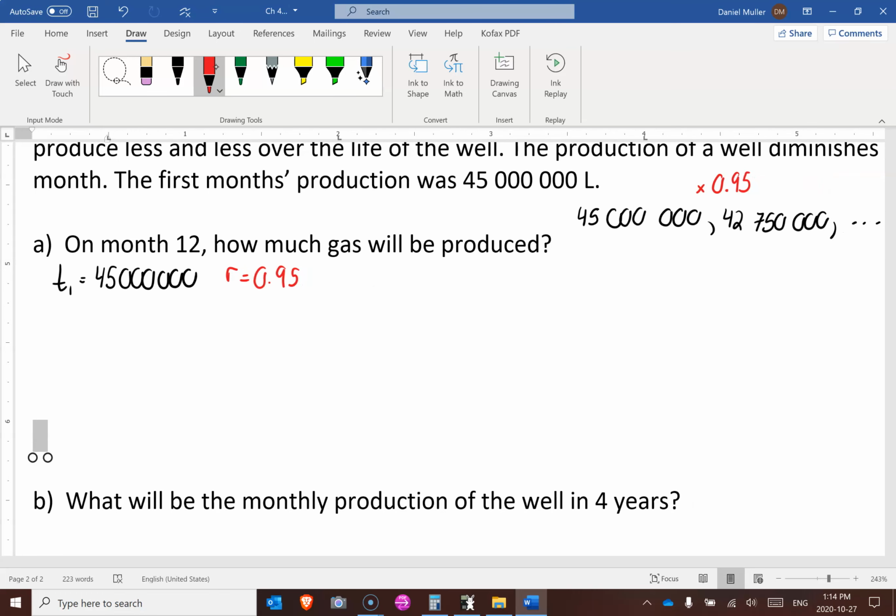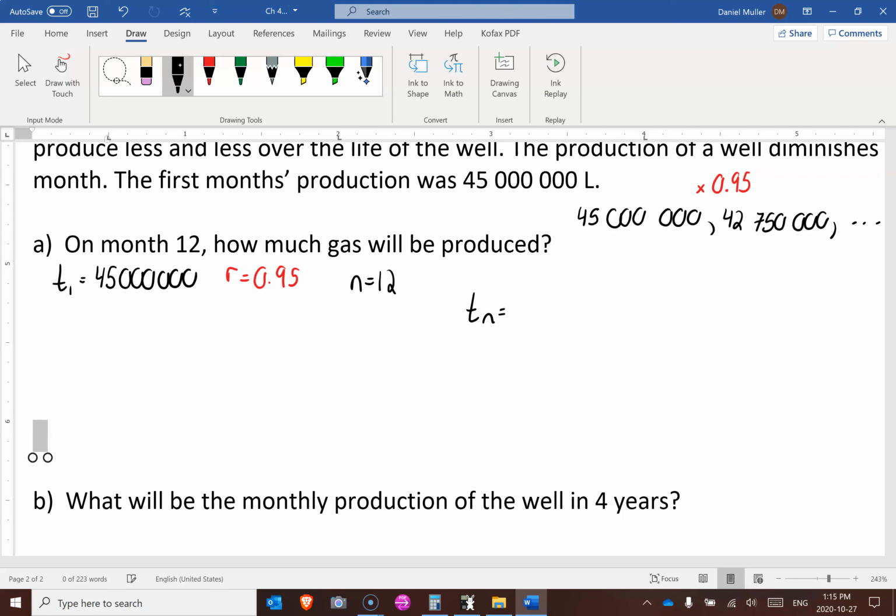And what does it want to know? Our 12 months, so n equals 12. So the question is, are we finding the sum of the first 12, or are we just finding the 12th month? So on month 12, how much gas will be produced? So I think it's just asking for what is the 12th month? How much gas will be produced on the 12th month? So that's going to be a Tn question.